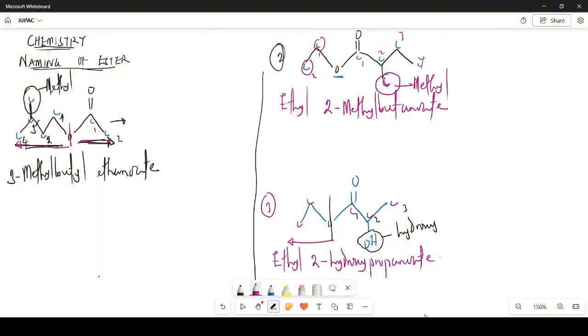So for you to name, it's quite simple to name. All you need to do is practice, practice, practice. The more you practice, the better you become.